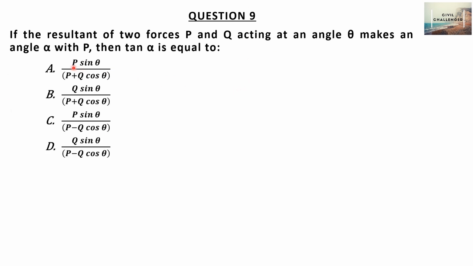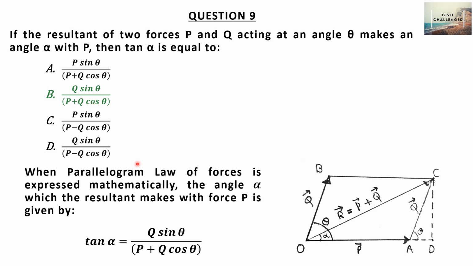The next question is, if the resultant of two forces P and Q acting at an angle theta makes an angle alpha with P, then tan alpha is equal to option A, P sin theta divided by P plus Q cos theta, option B, Q sin theta divided by P plus Q cos theta, option C, P sin theta divided by P minus Q cos theta, option D, Q sin theta divided by P minus Q cos theta. Again, from the parallelogram law of forces, we can find the angle that the resultant will make with the force P, from triangle OCD.